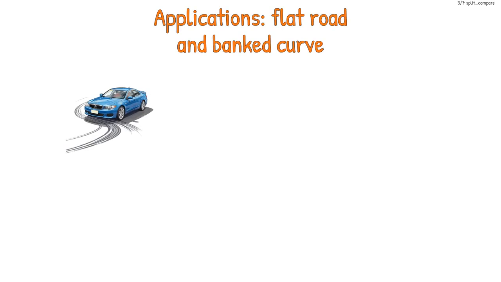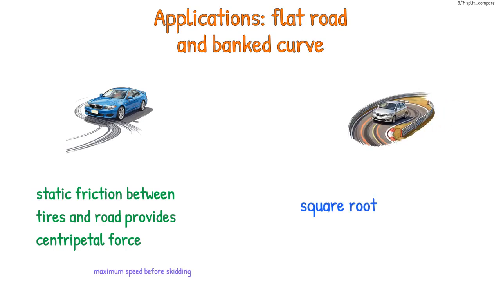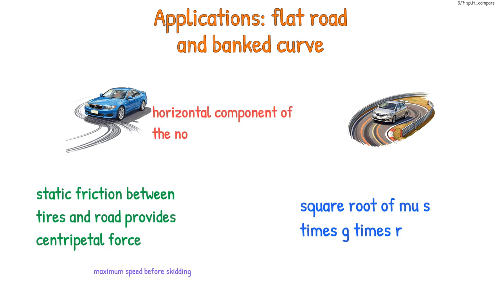For a car turning on a flat road, static friction between tires and road provides centripetal force. The maximum speed before skidding is the square root of mu s times g times r, where mu s is the static friction coefficient. On a banked curve, a car navigates a curved incline without friction. The horizontal component of the normal force supplies centripetal force. Tangent theta equals v squared over rg, where theta is the banking angle.